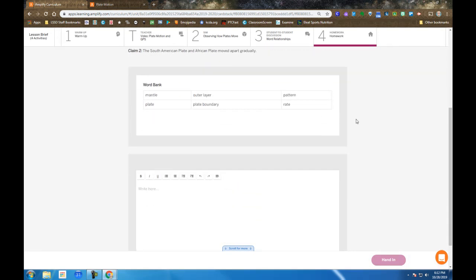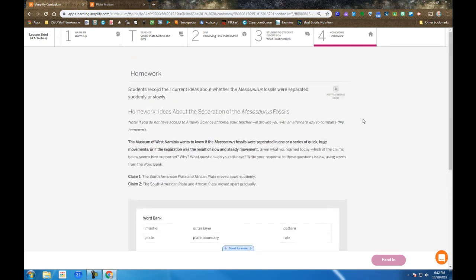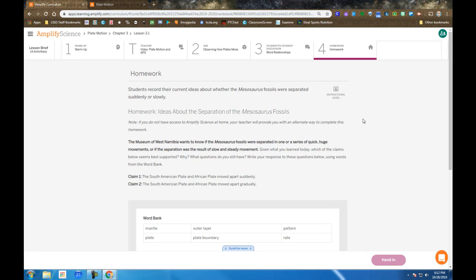And this is you using some of those word bank words and explaining the rate, or how quickly those plates moved. And hopefully it's clear to you at this point. They're starting to wrap up the unit, and you should really start to have a solid understanding of what's going on. So that is Lesson 3.1.